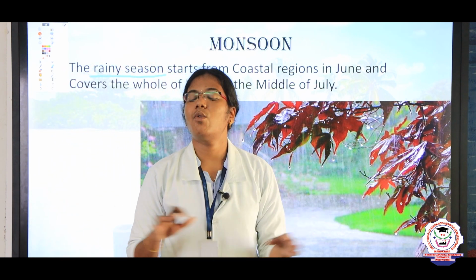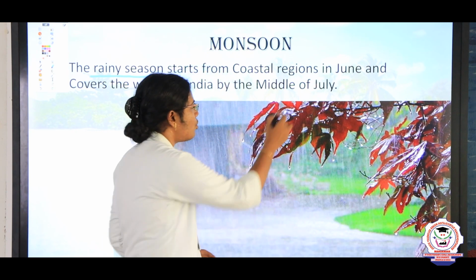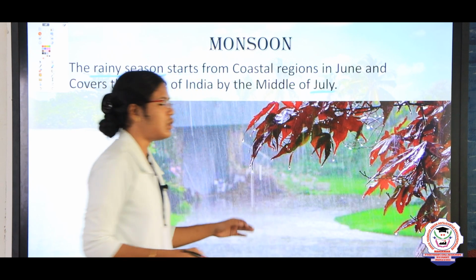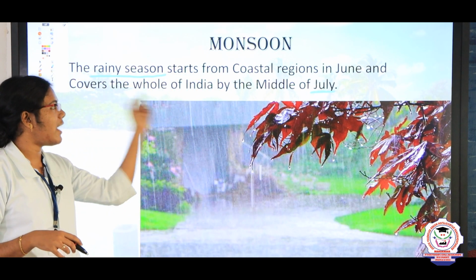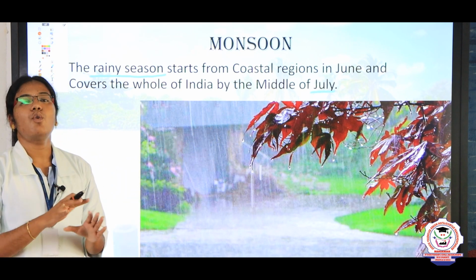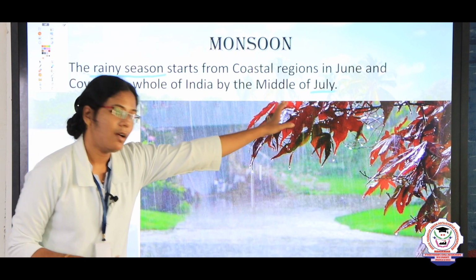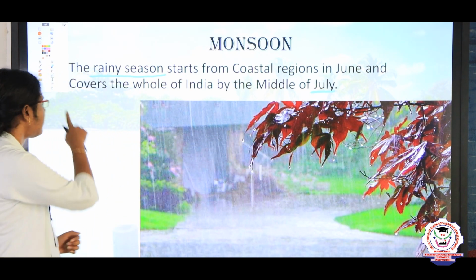So the monsoon season slowly covers all of India in the month of July. The monsoon season, that means the rainy season, starts from the coastal region in the month of June and it slowly covers all of India by the middle of July.